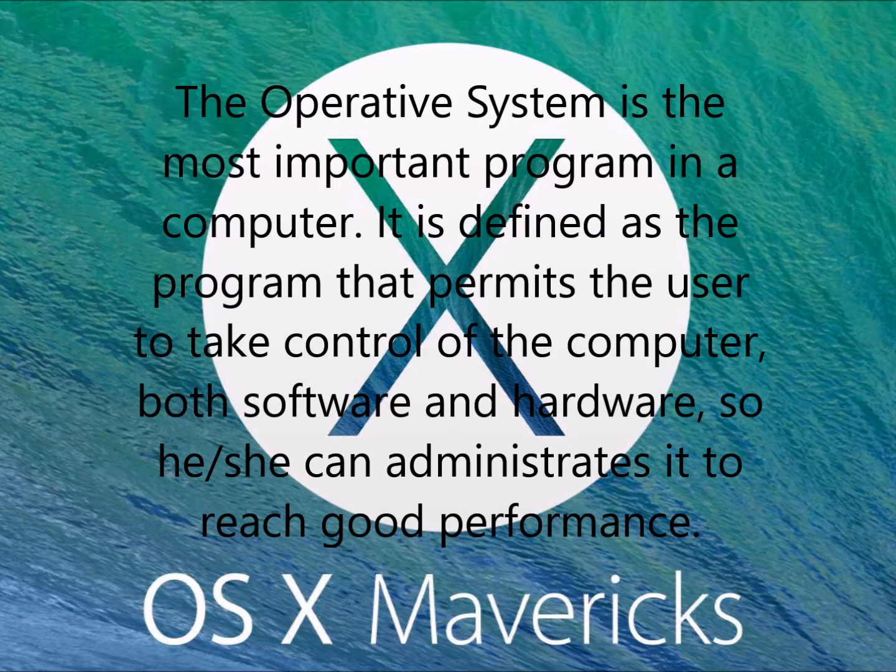Operating system is the most important program of a computer. It is defined as a program that permits the user to take control of the computer, both software and hardware, so he or she can administrate it to reach good performance.